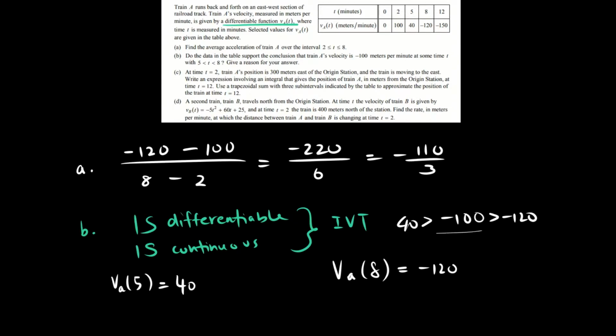So we're going to skip part C because it deals with the integral of a motion problem and go straight to part D, which reads, a second train, train B, travels north from the origin station.